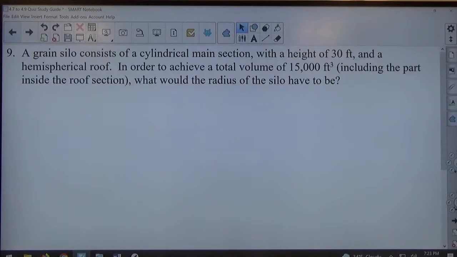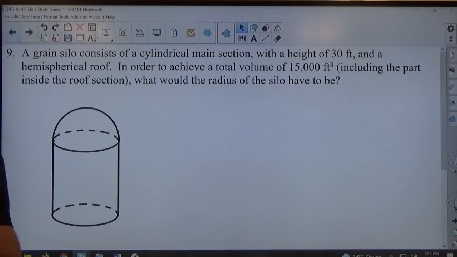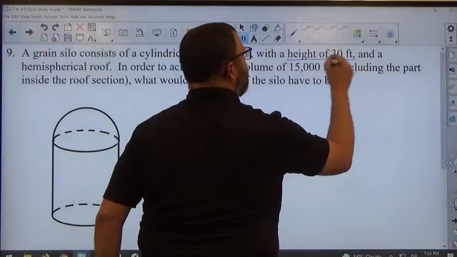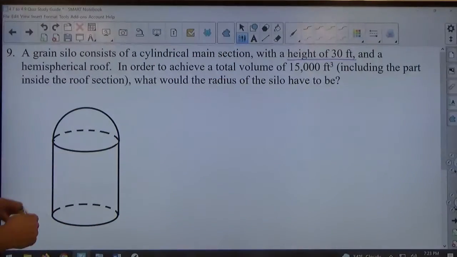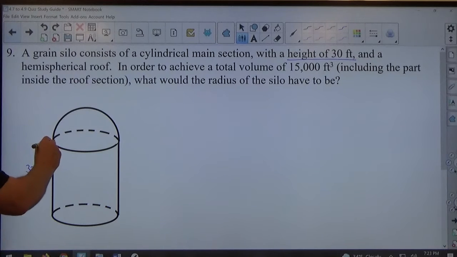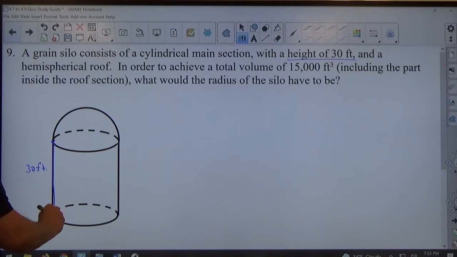Alright, so number 9 on the study guide: a grain silo consists of a cylindrical main section with a height of 30 feet and a hemispherical roof. So if we're looking at this grain silo, it looks like this. It specifies the actual height here. It says height of 30 feet. That'd be the cylindrical part, this bottom part here, so 30 feet from base to here. So that is the 30 feet.